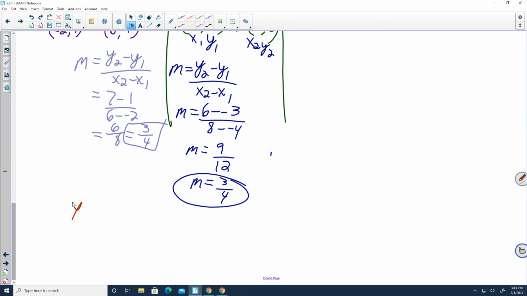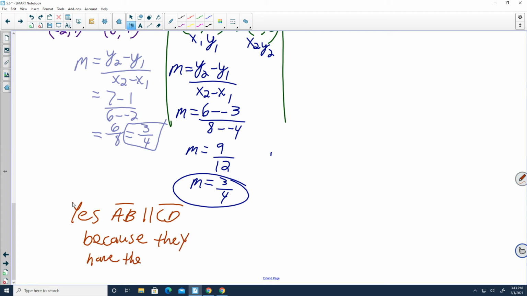Yes, AB is parallel to CD because they have the same slope. Okay, so we can use the fact that two lines are parallel if they have the same slope given the equation of the line, or using our slope formula, either way.